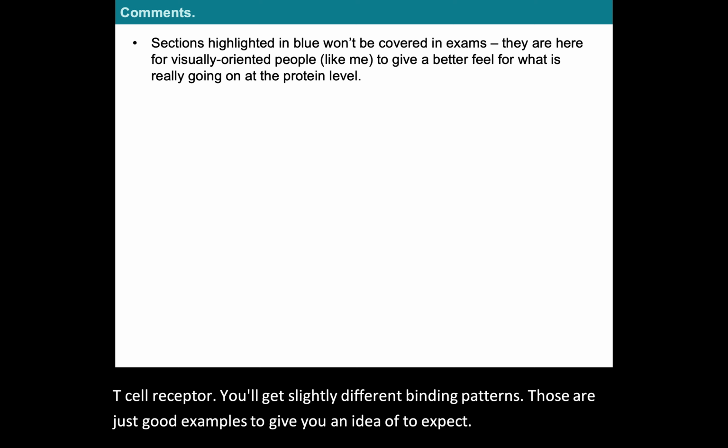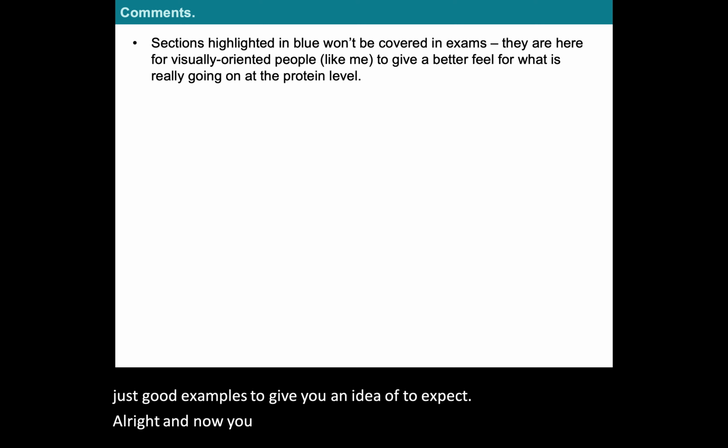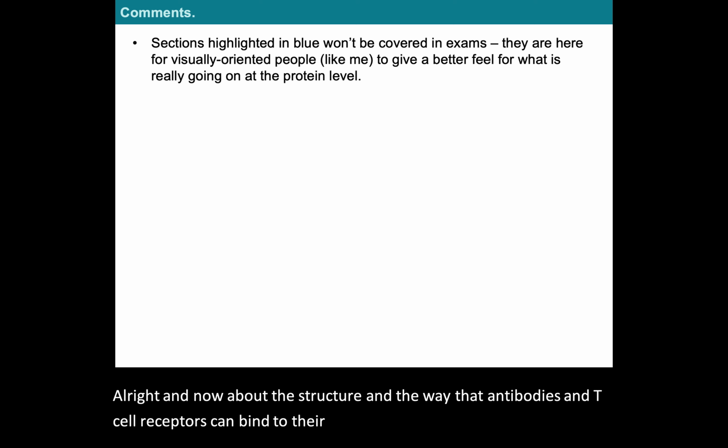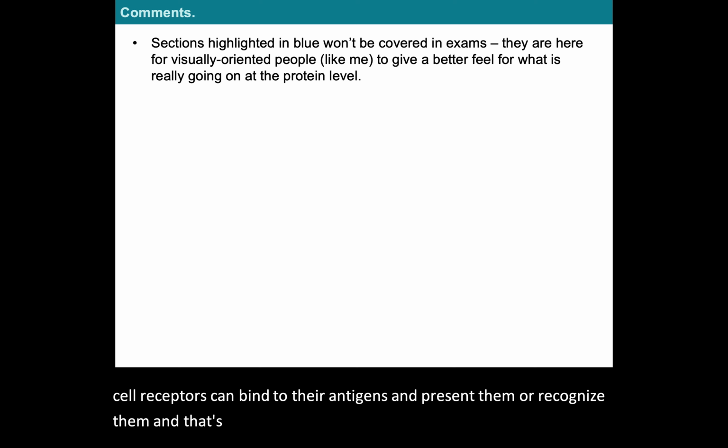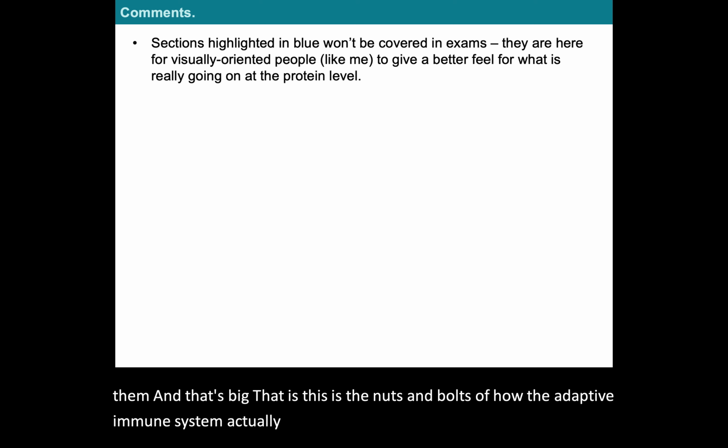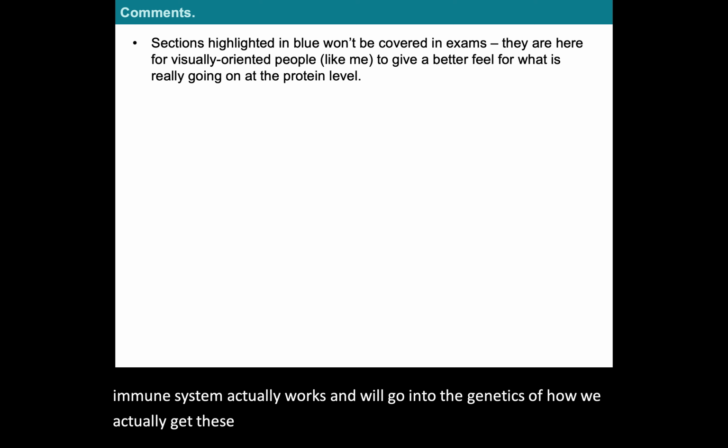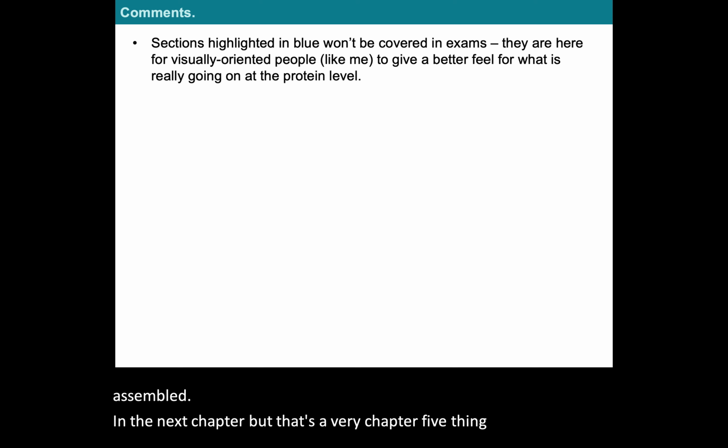All right, and now you know about the structure and the way that antibodies and T cell receptors can bind to their antigens and present them or recognize them. And that's big. This is the nuts and bolts of how the adaptive immune system actually works. And we'll go into the genetics of how we actually get these immunoglobulins and T cell receptors to be assembled in the next chapter. But that's a very chapter 5 thing, and for chapter 4 we are done.